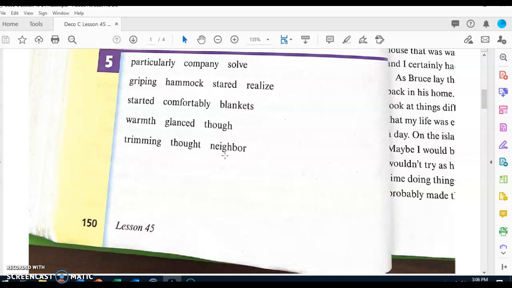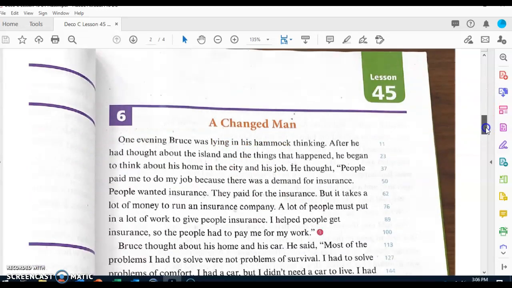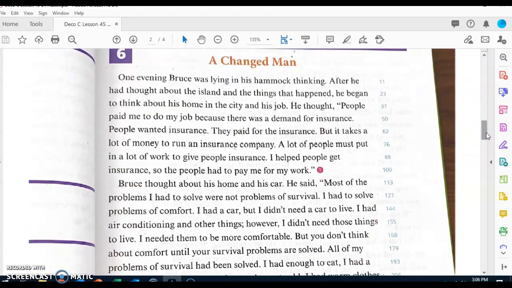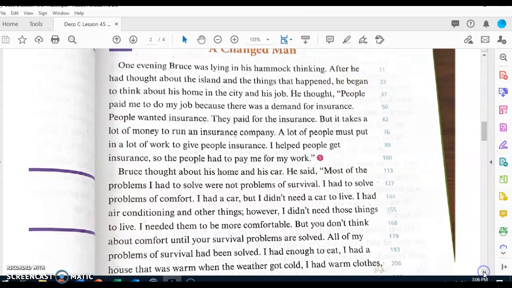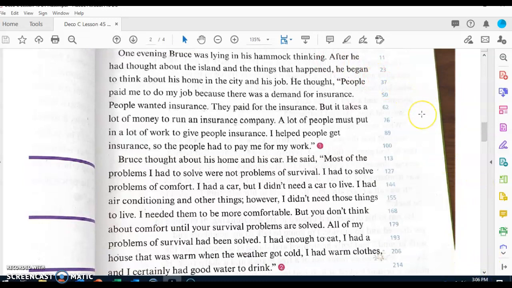Now let's go ahead and look at part 6. The title of our story is A Changed Man. Now please follow along. I will start reading the story. Listen carefully. One evening, Bruce was lying in his hammock thinking. After he had thought about the island and the things that happened, he began to think about his home in the city and his job.